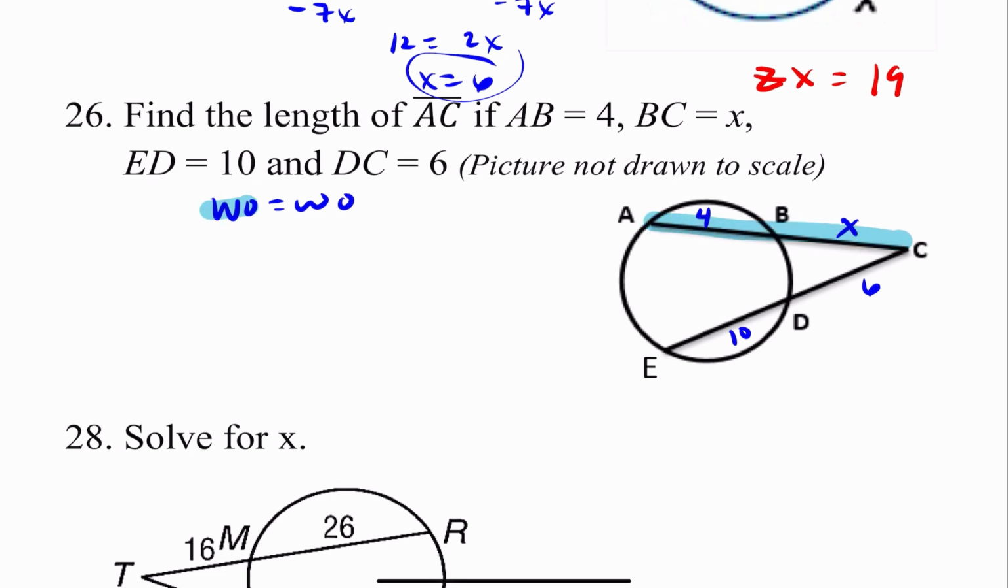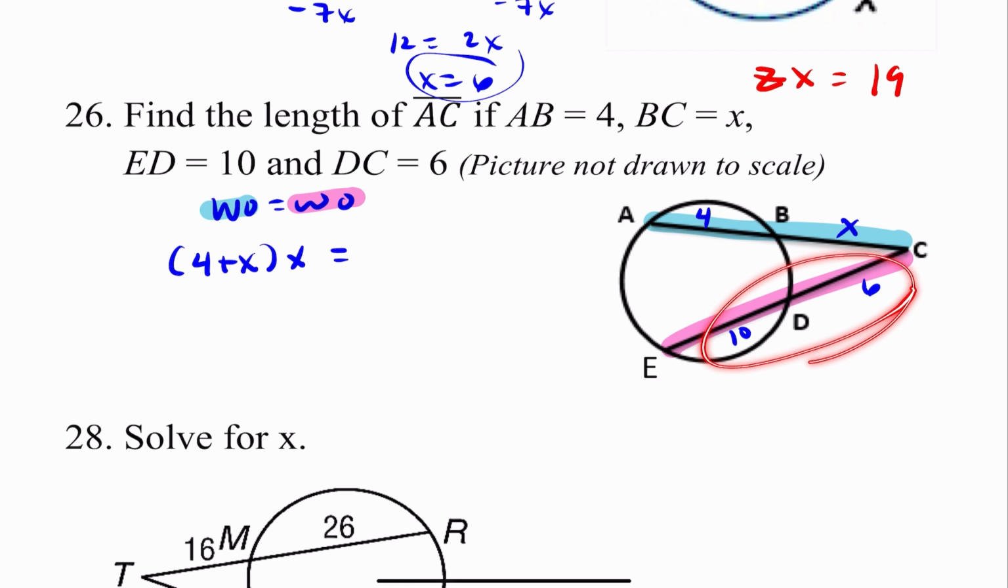So we have this segment in this color, and then this segment in that color. If I were to look at this whole segment, well, what's the whole thing? Well, the whole is going to be 4 plus x. And then the out is going to be just x. And that's going to equal the whole thing, which is 10 plus 6. That's 16. And you multiply that by your out, which is 6.